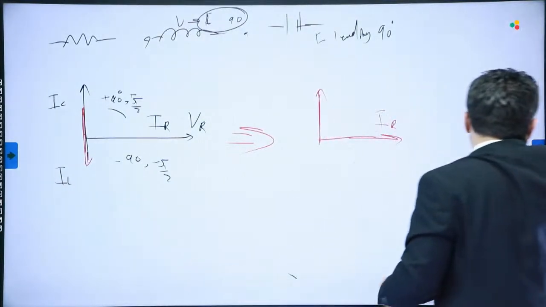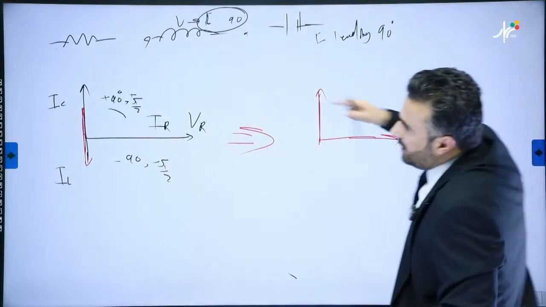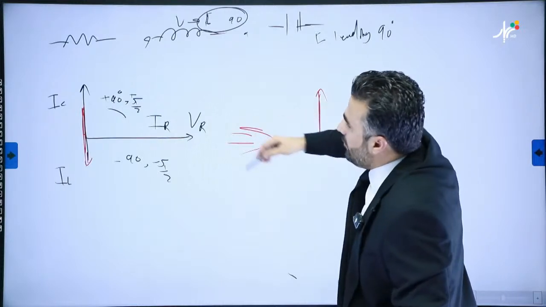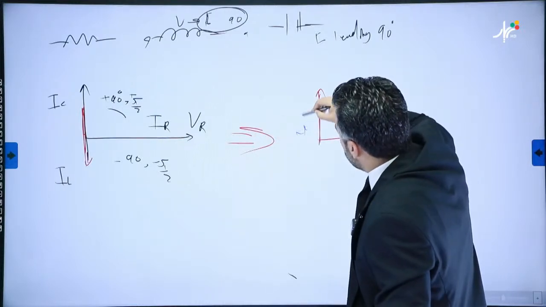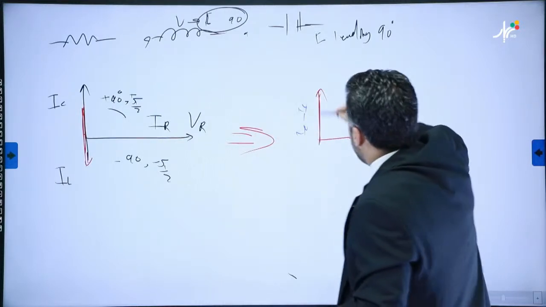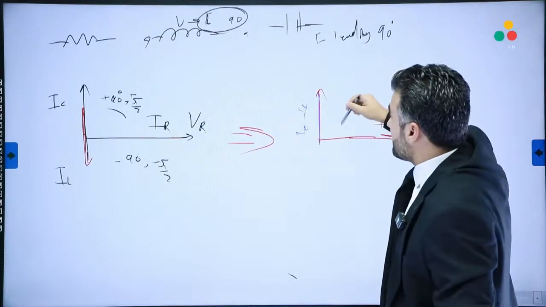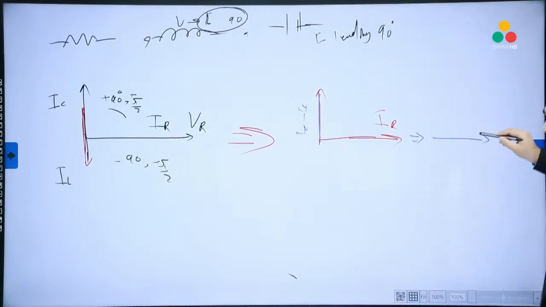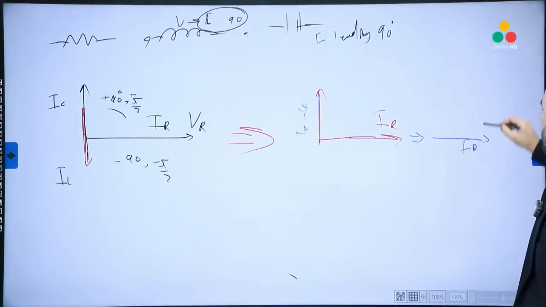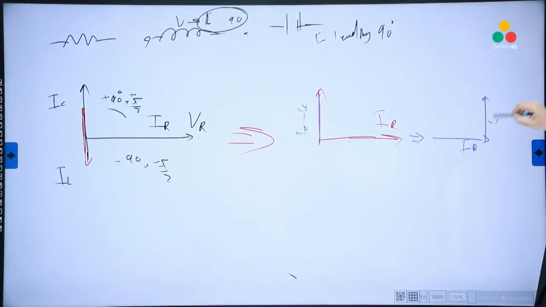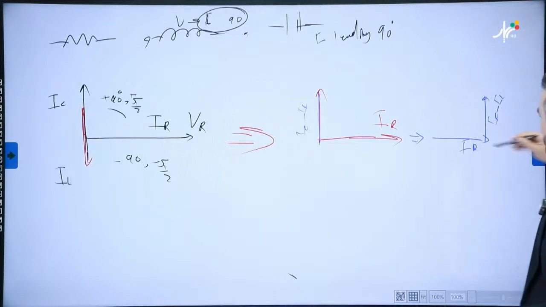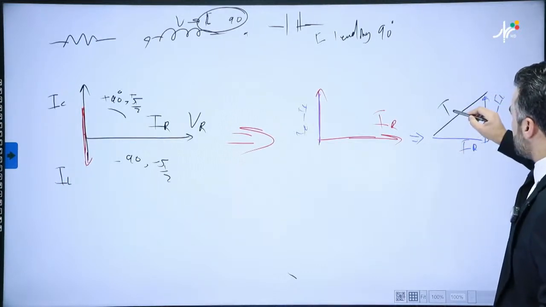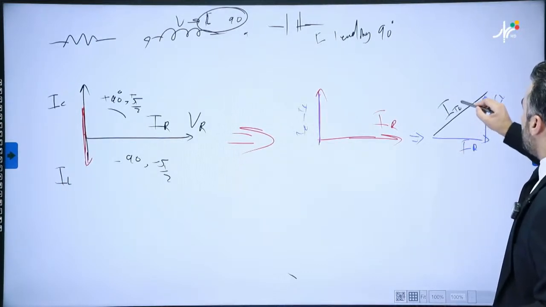Let's just say the value for IC is bigger than IL. In this case, you will say IC minus IL here, and of course, this is what you get as a result. You'll move this vector right here. So let's say this is IR, and this is IC minus IL. Now you will do the Pythagorean theorem, and this is going to be I total here.